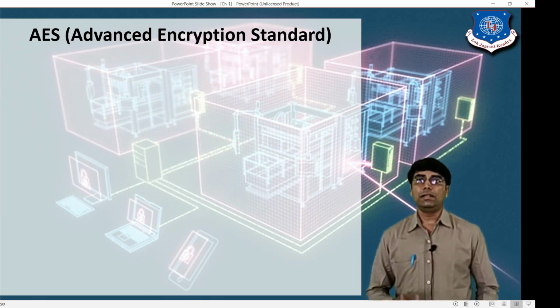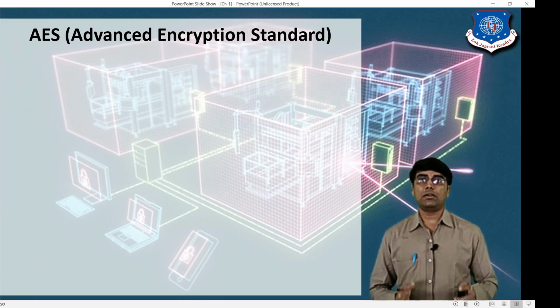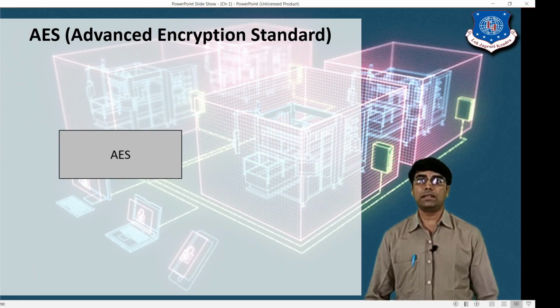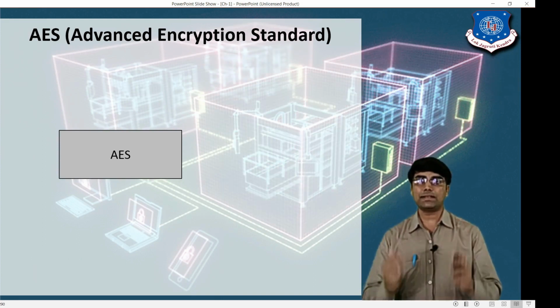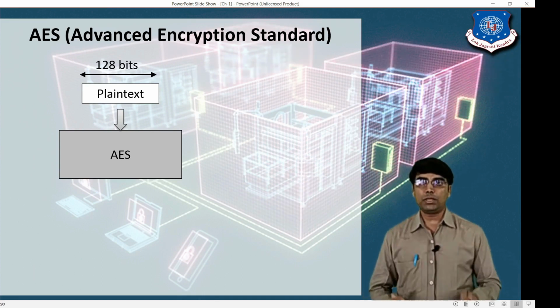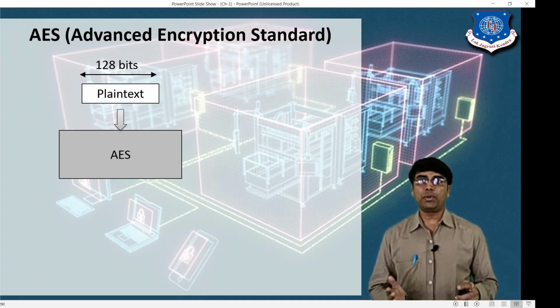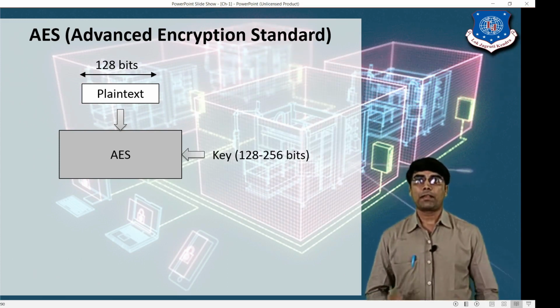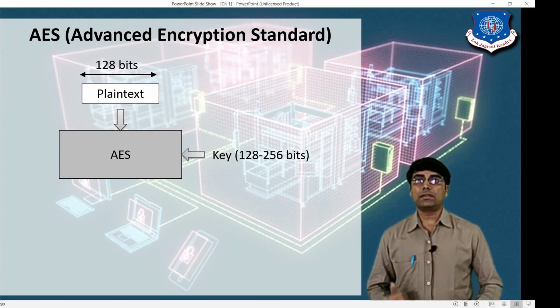Now let's see the general scenario of the advanced encryption standard. Here you can see the AES algorithm. We can input the 128 bit plain text. It means we can input two things in the AES algorithm.